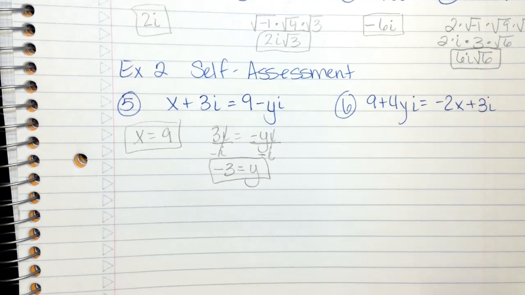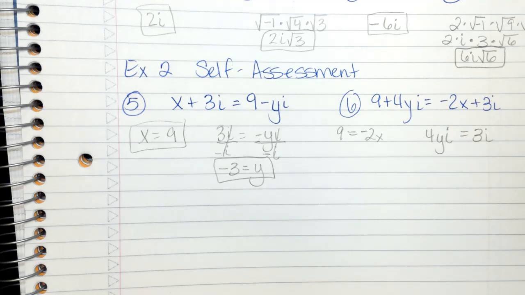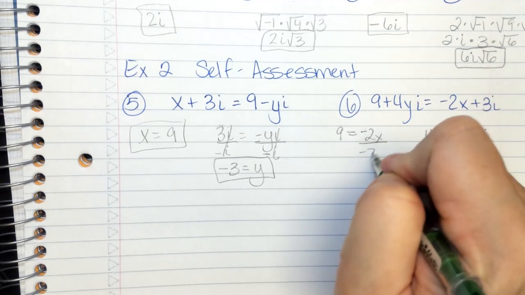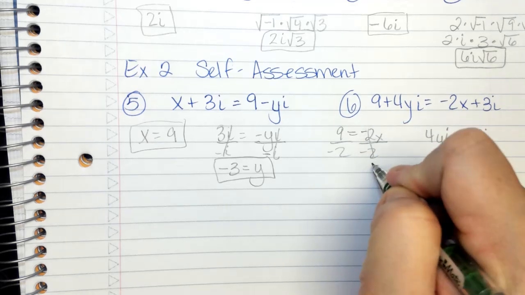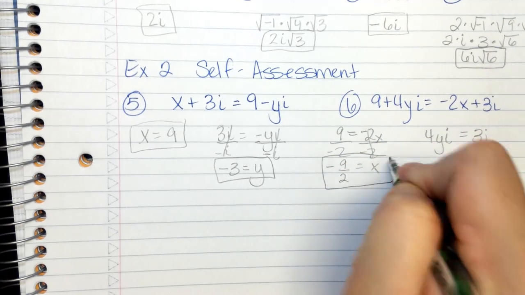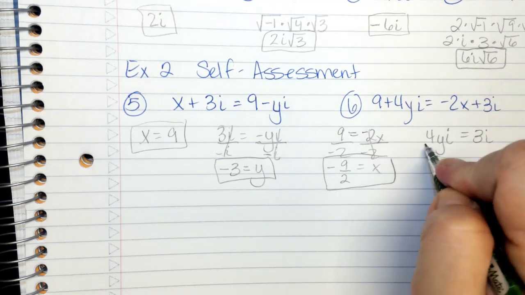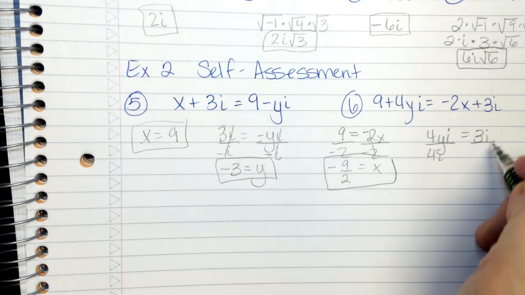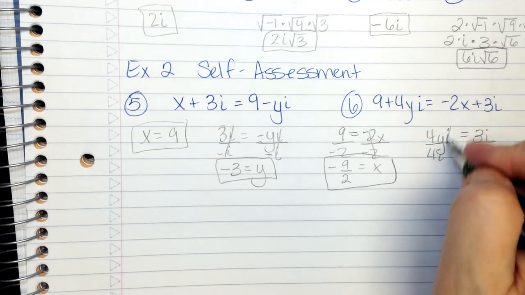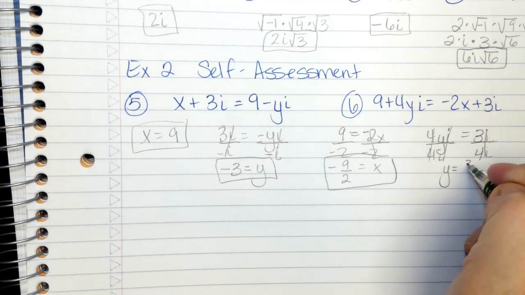All right, if you were too nervous to give the next one a try, please pause your video now and give it a try. So hopefully you got this far. You're going to divide both sides by negative 2, and we're just going to leave it like that: x equals negative 9 divided by 2. On this side we want y by itself, so we're going to divide both sides by 4i. These i's and the 4's cancel out, leaving us with y. These i's cancel out, leaving us with 3/4.